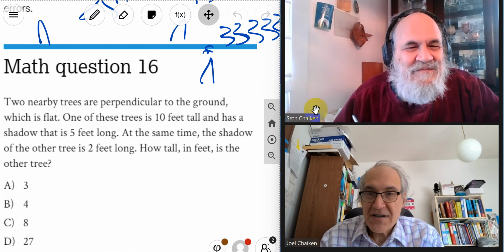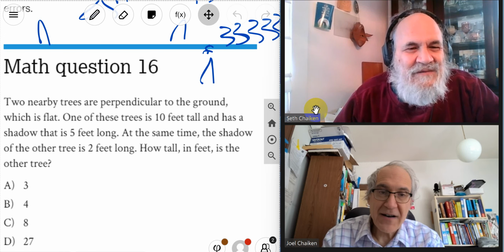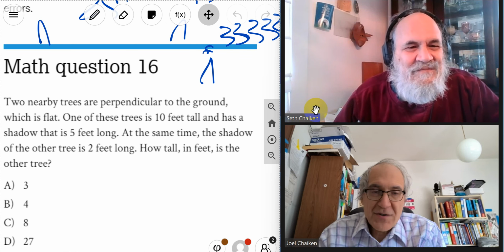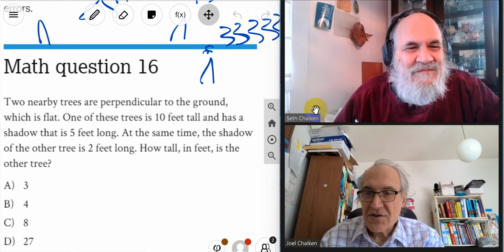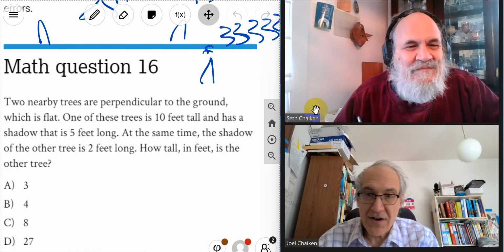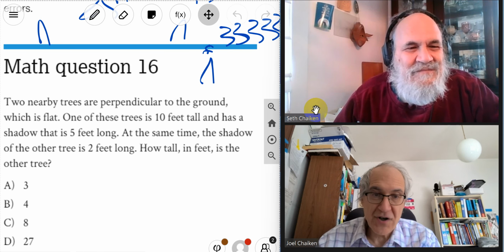Okay, math question 16. Please read it, pause, and come back, and we'll approach it, hopefully in different ways. Two nearby trees are perpendicular to the ground, which is flat. One of the trees is 10 feet tall and has a shadow 5 feet long. At the same time, the shadow of the other tree is 2 feet long. How tall in feet is the other tree?